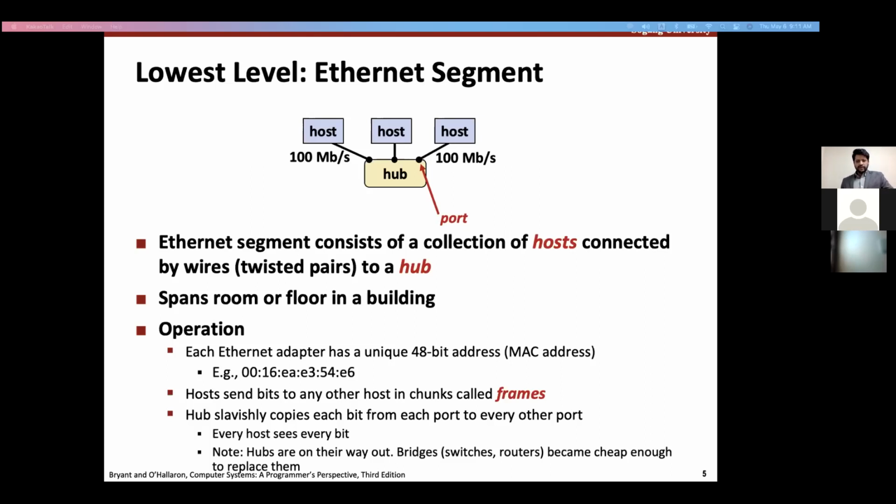A host can send a chunk of bits called a frame to any other host on the segment. The hub slavishly copies every bit that it receives on each port to every other port. Thus every host sees every bit and frame, but only the destination host can actually read it. Note that hubs are on their way out. Bridges, switches, and routers acting as bridges are becoming cheap enough that they can replace the hubs.